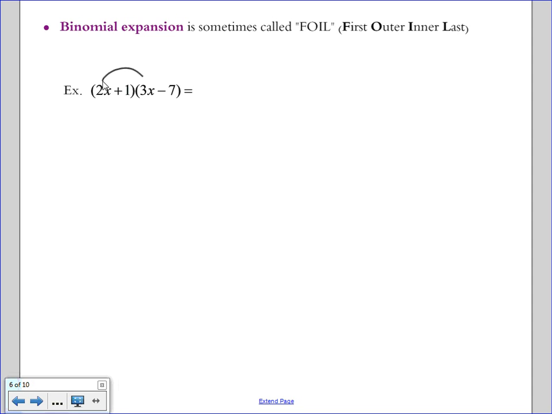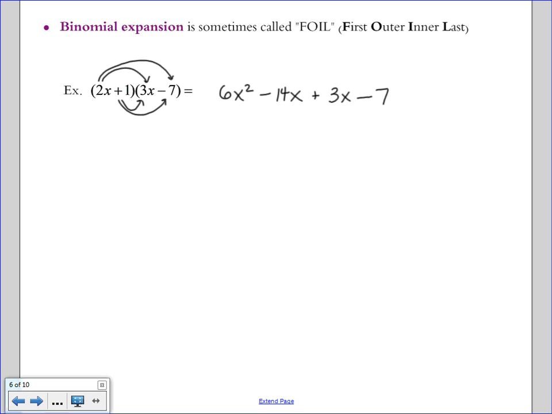So I need to start by distributing the 2x to the 3x, which gives us 6x squared, and then the 2x to the -7, which gives us -14x. That's the F and the O of FOIL, first and outer. And then you need to distribute the 1. 1 gets multiplied by 3x to give us positive 3x, and that's the I of FOIL for the inner 2 terms. And then the L of FOIL, distribute the 1 to the -7.